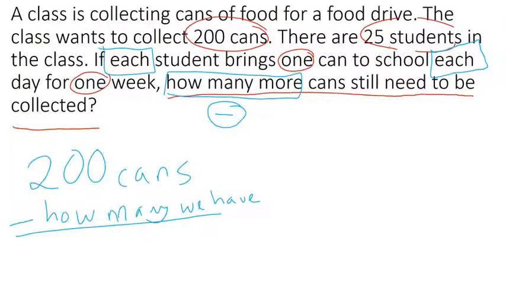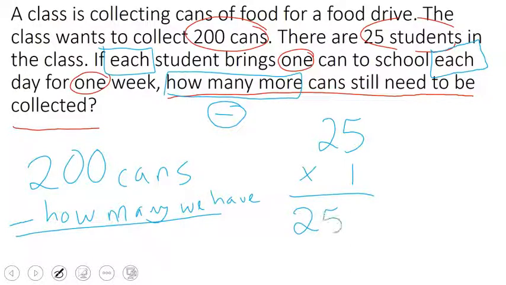that there are 25 students, and each student is bringing 1 can to school each day. So I know there are 25 students, and each kid is bringing 1 can to school. Each tells us that 25 students times 1 can per student means they are bringing 25 cans every day. 25 cans per day.